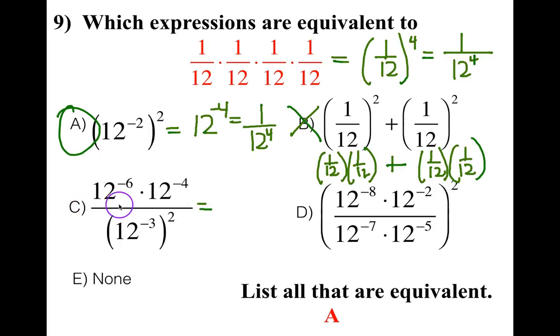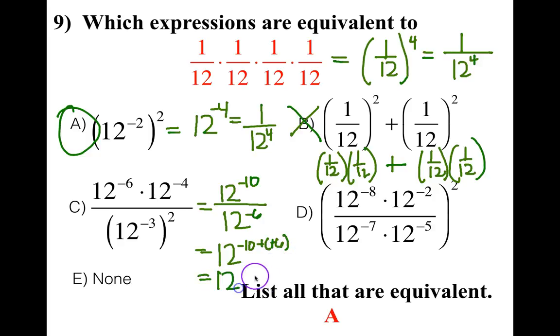Now let's take a look at C. I'm going to go ahead and simplify what I have here, which is going to be 12 to the negative 10th. Over here is going to be 12 to the negative 6th power, which I can rewrite as 12 to the negative 10 minus a negative 6. If you add the opposite, you're going to get 12 to the negative 4th, which can definitely be rewritten as 1 over 12 to the 4th, so C is an option.